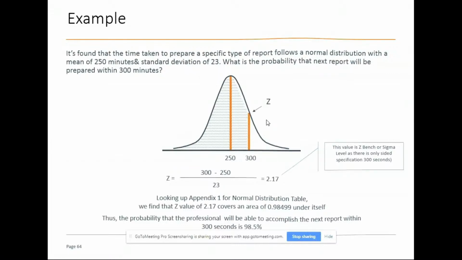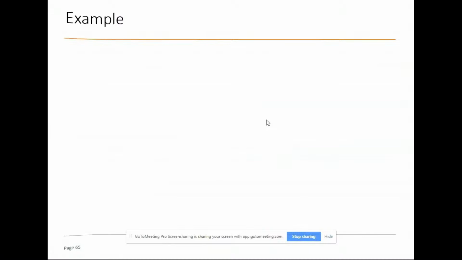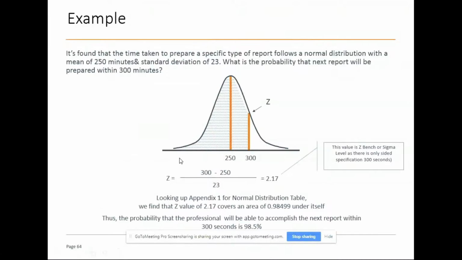Now it is asking what is the probability that it will take more than 200 minutes. So if it's 280 here, it wants to calculate the probability of this particular area. Remember, the entire area under the curve is always 1, that is 100%. What we were able to find out between this and 300 was 98.5%. We want to find this area, so we do 100 minus 98.5%, and we'll get this area.